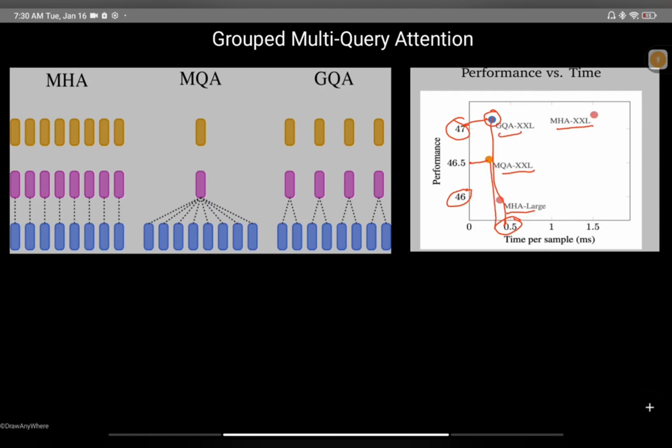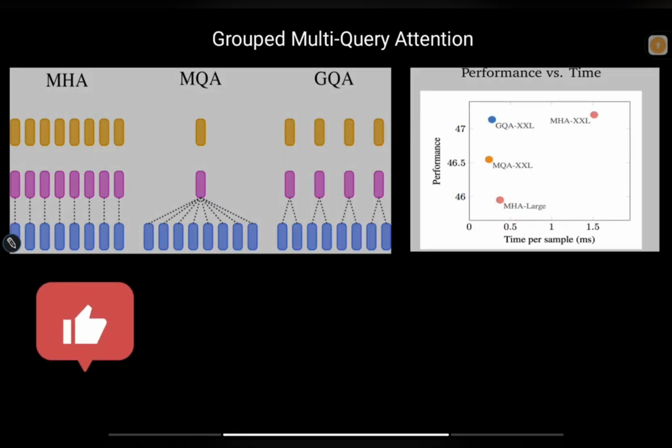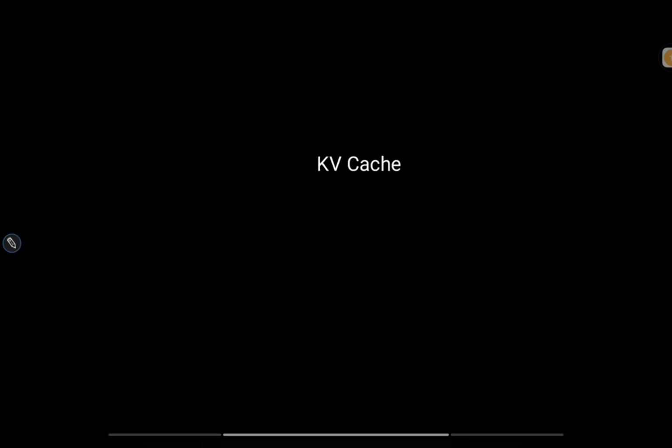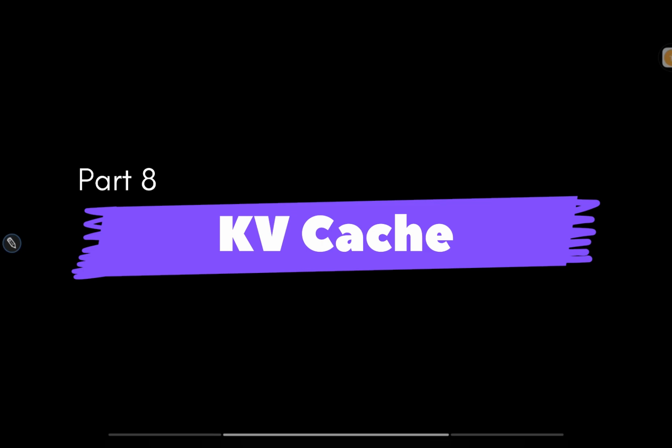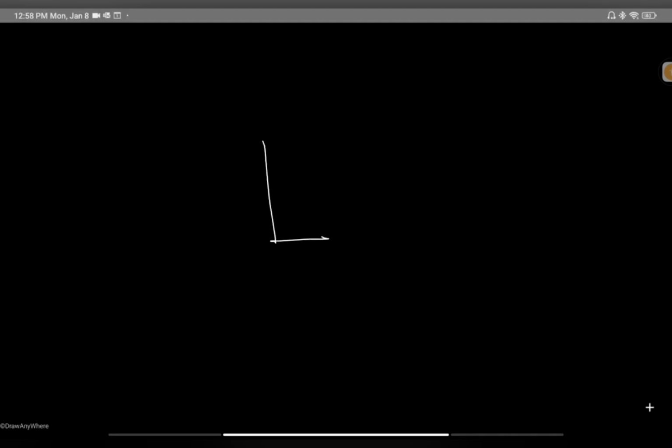So I hope you got an understanding of this. In the case of grouped query attention, we gain in performance along with inference time, which is not the case if you use multi-query attention. So in the case of transformer models, once the model is trained, we have this model which we have trained. Let's try to visualize the inference phase.